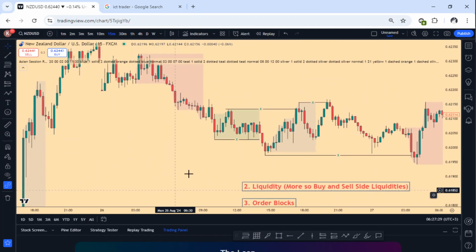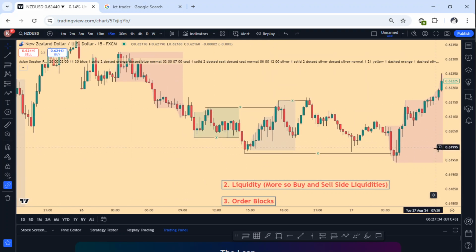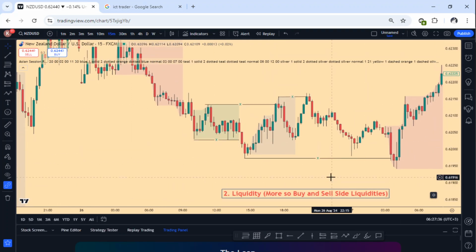So the other thing is order block. Now order blocks basically are areas, so there's a general definition of order blocks, which are areas where large institutional orders have been placed, causing significant price movement. These are typically seen as consolidation zones before a major move. Traders use these order blocks, I'm referring to ICT traders, to identify potential entry points when price revisits these zones.